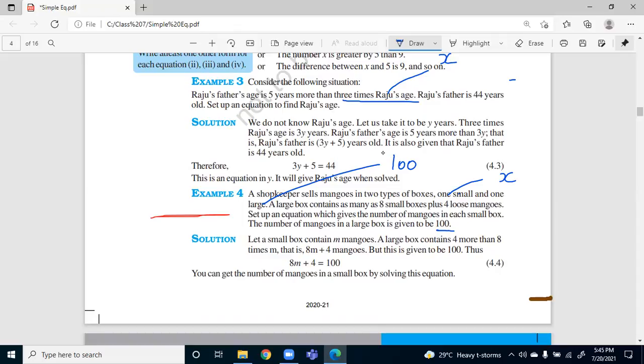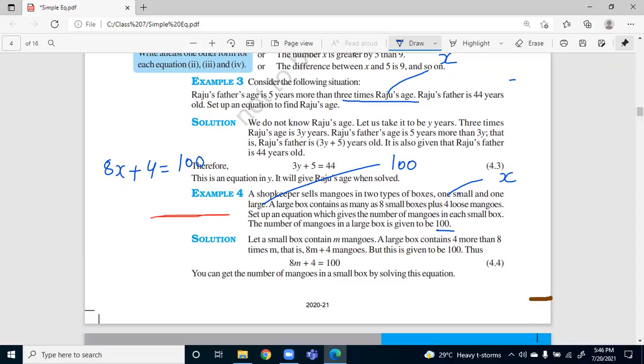Okay, a large box contains 8 small boxes plus 4 loose mango. So whatever mangoes are there in 8 small boxes. So in one small box, if it is X, then in 8 small box, it should be 8X plus 4 loose mango. So that will make the number of mangoes in large box.